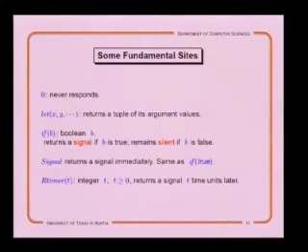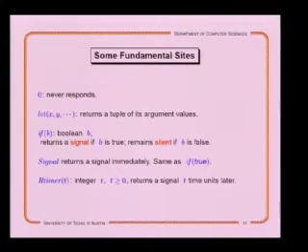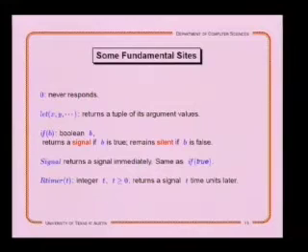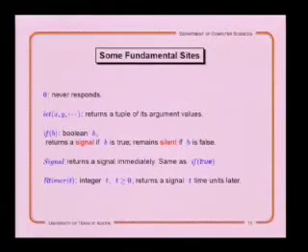And the last one is the timer. The timer site, I'm taking the argument to be an integer. It returns a signal t time units later. I think in our implementation, the time unit is 1 millisecond. So if you give it 3, it will go for 3 milliseconds. If you give it 1,000, it will go for 1 second or something.